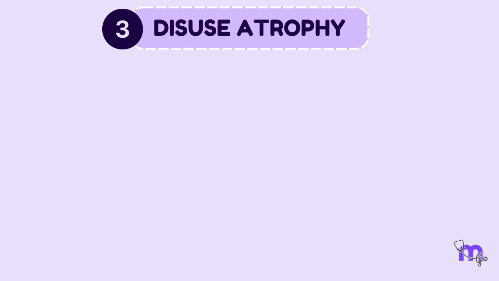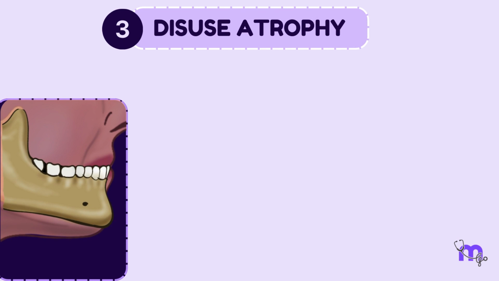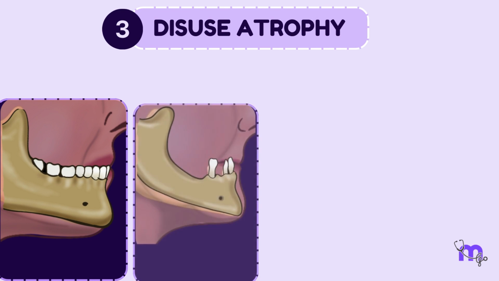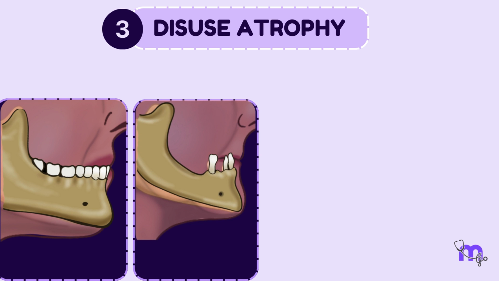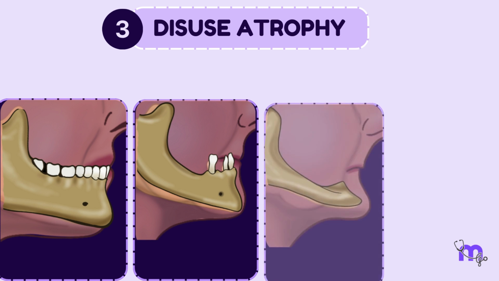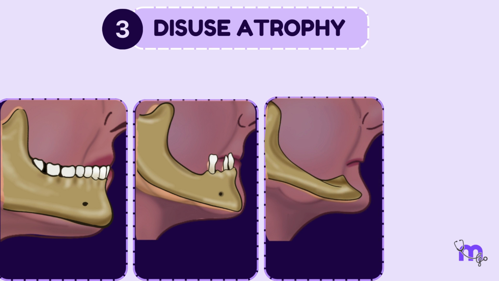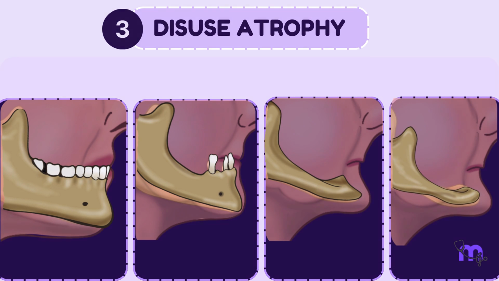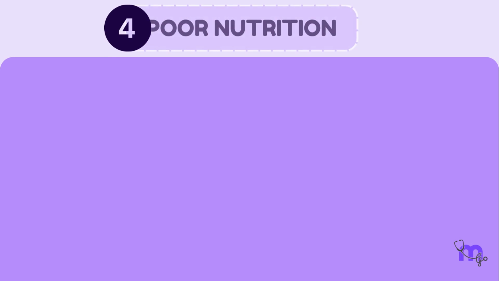Now let's move on to the third factor, that is disuse atrophy. It occurs in the edentulous mouth, whether a denture is worn or not. The primary function of bone is to hold the tooth. Once the tooth is lost, the basic function of our jawbone is lost, leading to disuse atrophy. The fourth factor is poor nutrition.